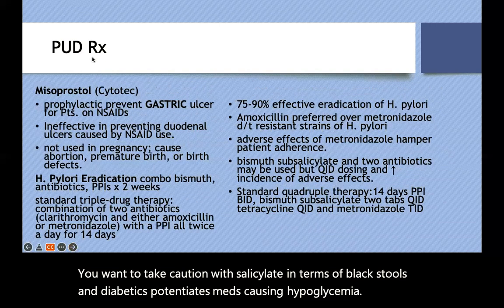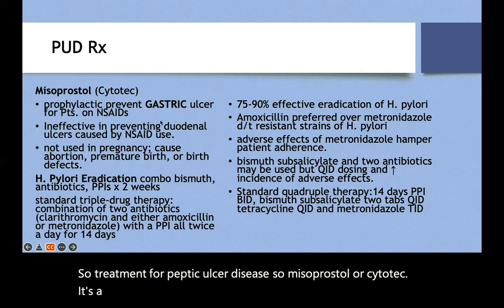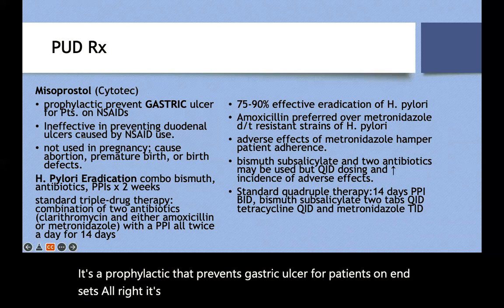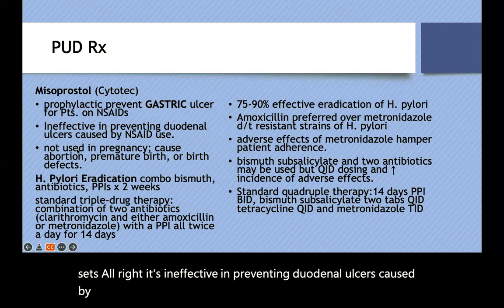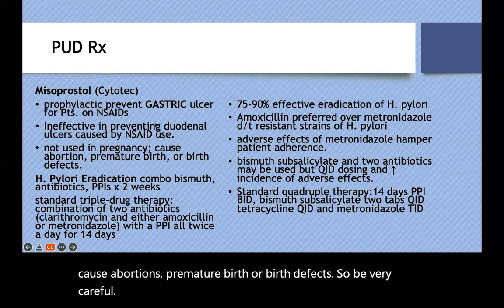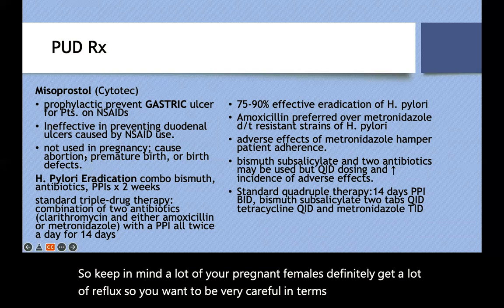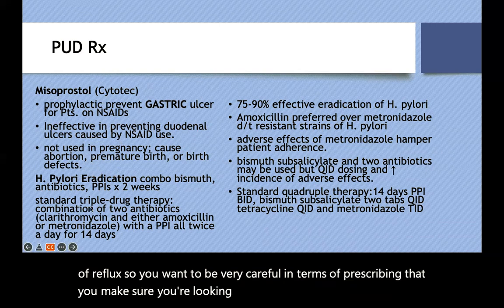Okay, so treatment for peptic ulcer disease. Misoprostol or Cytotec is a prophylactic that prevents gastric ulcer for patients on NSAIDs. It's ineffective in preventing duodenal ulcers caused by NSAID use, and we do not use this in pregnancy because it can cause abortions, premature birth, or birth defects. So be very careful. Keep in mind, a lot of your pregnant females definitely get a lot of reflux, so make sure you're looking at anything that is not appropriate for women who are pregnant.